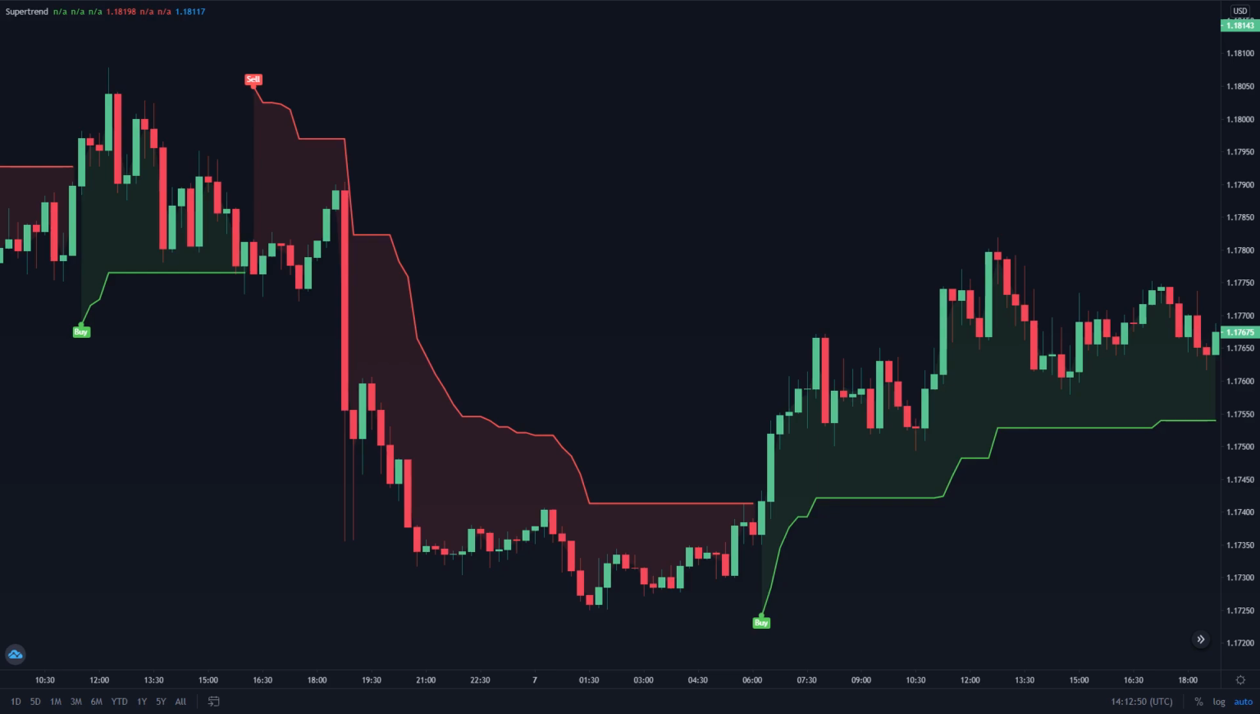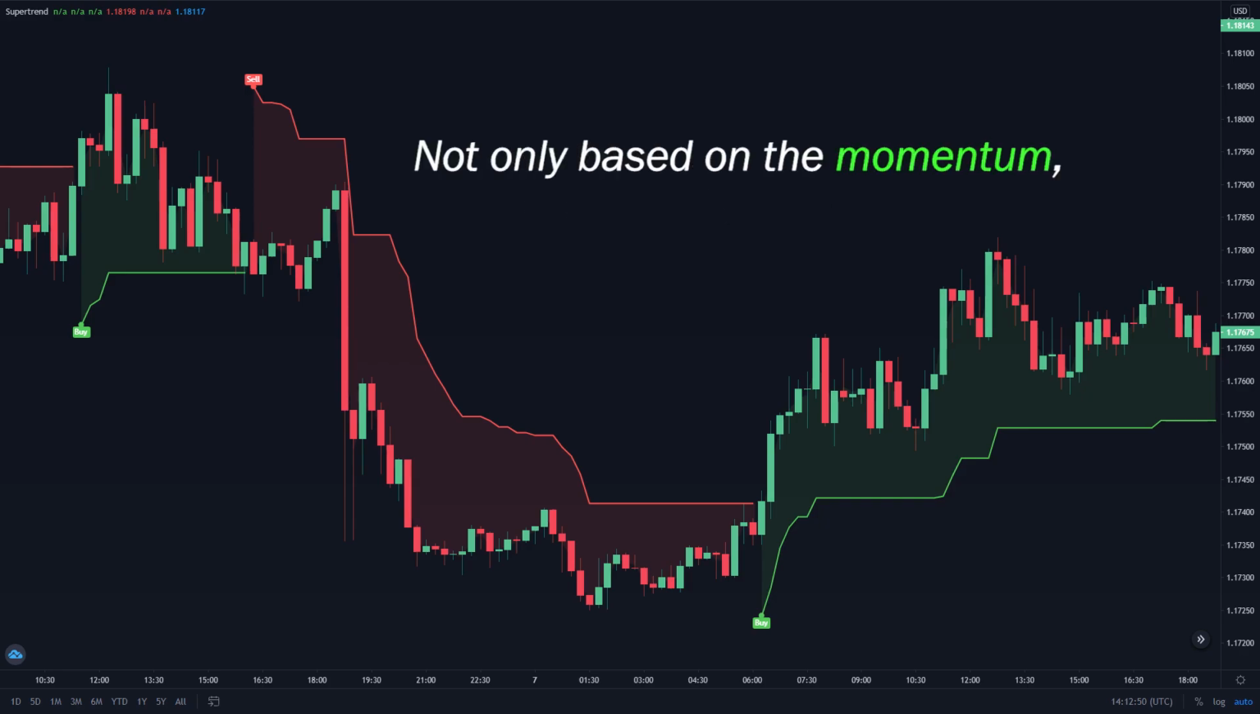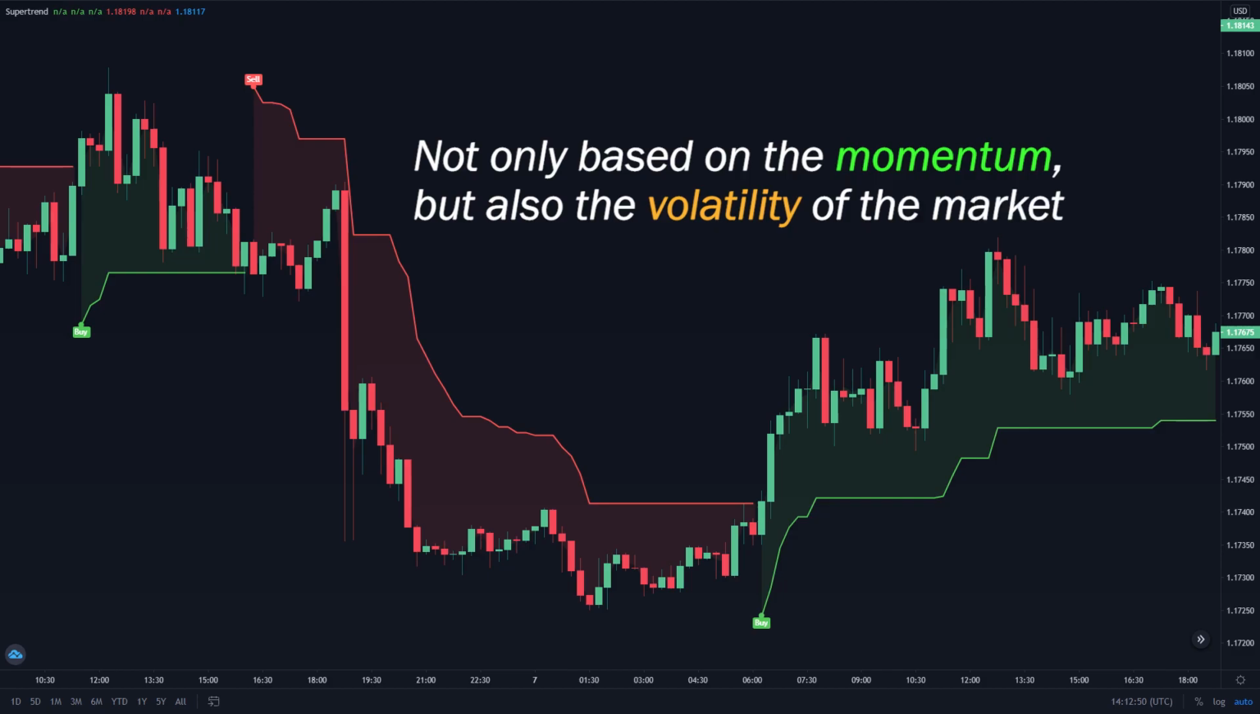So a good thing about this indicator is that not only is it very simple to use, but it's also a very good indicator because the Supertrend is based on the ATR. So that means the indicator generates signals not only based on the momentum, but also the current volatility of the market.